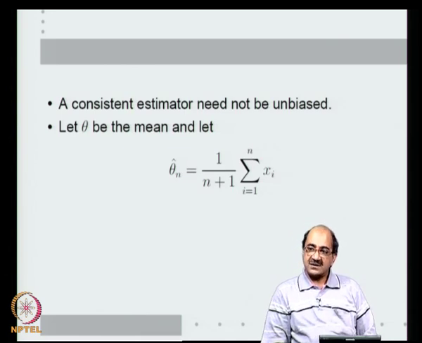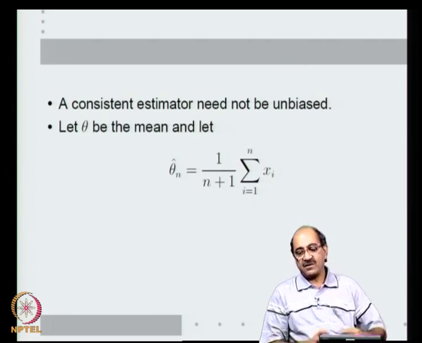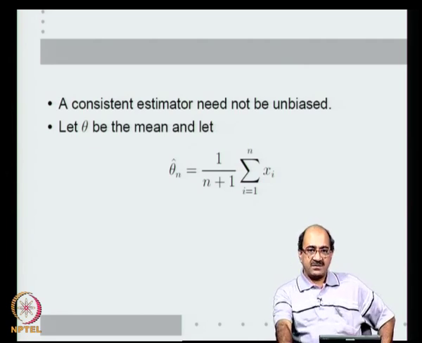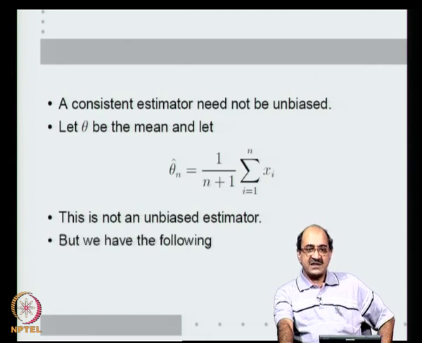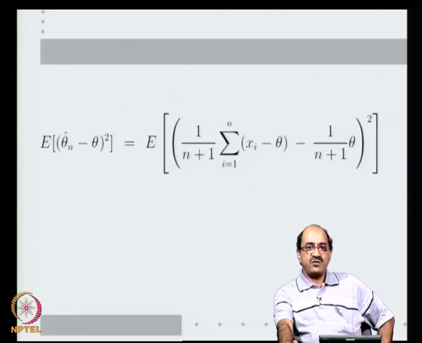n by n plus 1 theta. So, there is bias, but as you can see, as n goes to large, whether you divide by n or n plus 1 may not make much difference, and one would expect that theta hat n will converge to theta, and we can prove that. This is not an unbiased estimator, but we can prove the following: expectation of theta hat n minus theta whole square. This gives me the mean square error of the estimator.